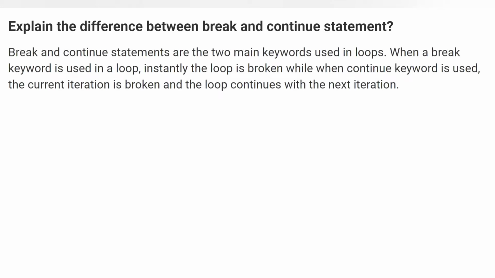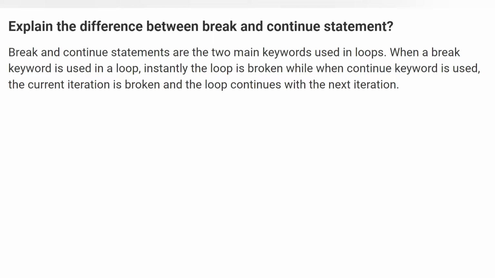So break and continue statements are the two main keywords used in loops. Basically these are the keywords that are used inside a loop. When a break keyword is used in a loop, instantly the loop is broken, while when the continue keyword is used, the current iteration is broken and the loop continues with the next iteration. So when you use a break inside a loop, if that particular condition is satisfied, then the execution will come directly out of the loop. But when continue is used, only that particular iteration is broken and the loop continues for the next iteration.